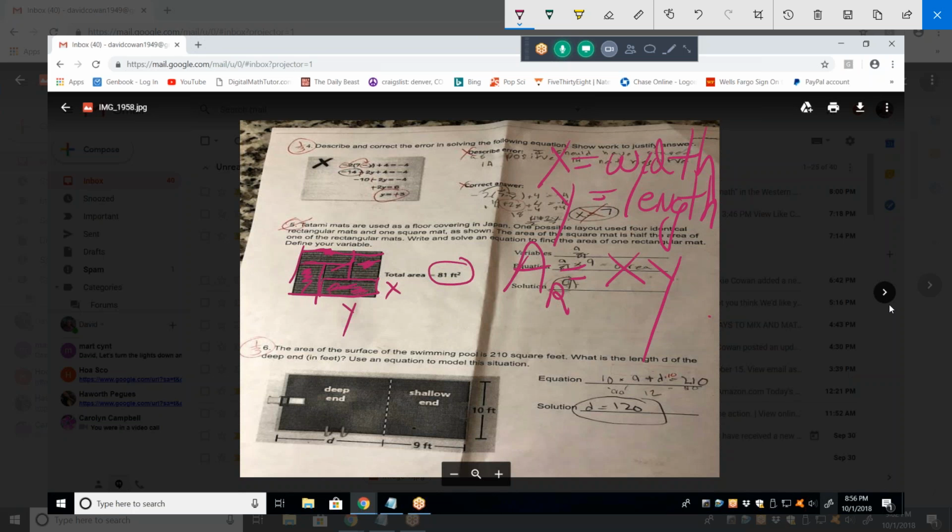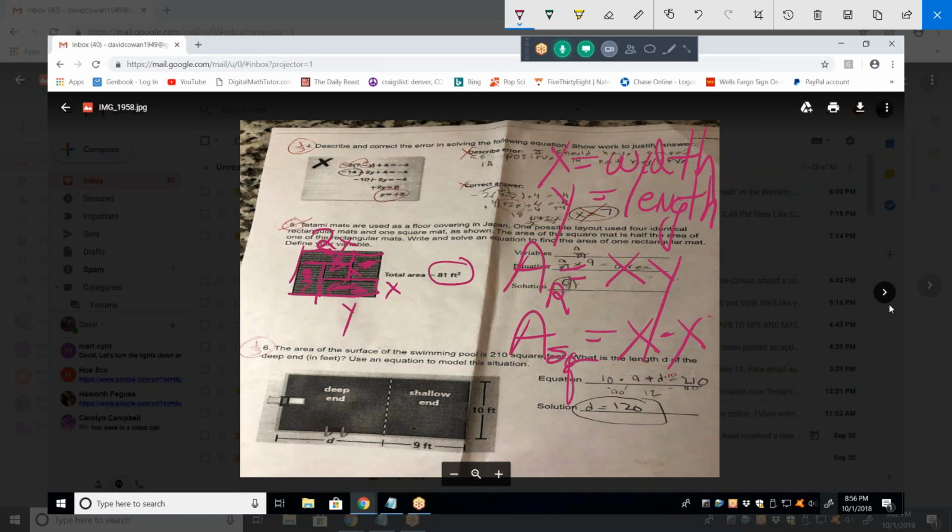Well, what's the area of the square? It's X times X. In other words, that measurement right there is X. That measurement is X. This measurement is 2X. So we don't even need to use Y. We don't know yet that Y is exactly twice X, so we can't really say that yet.